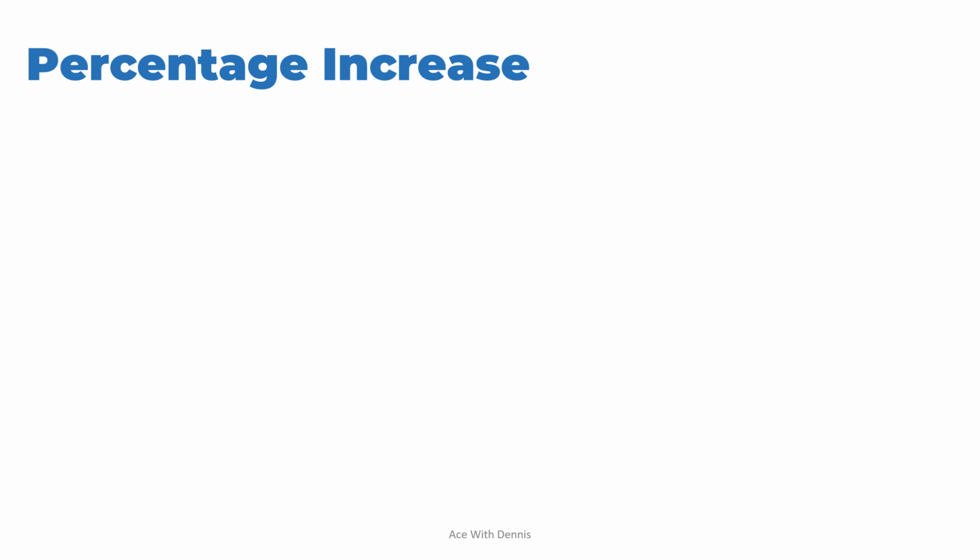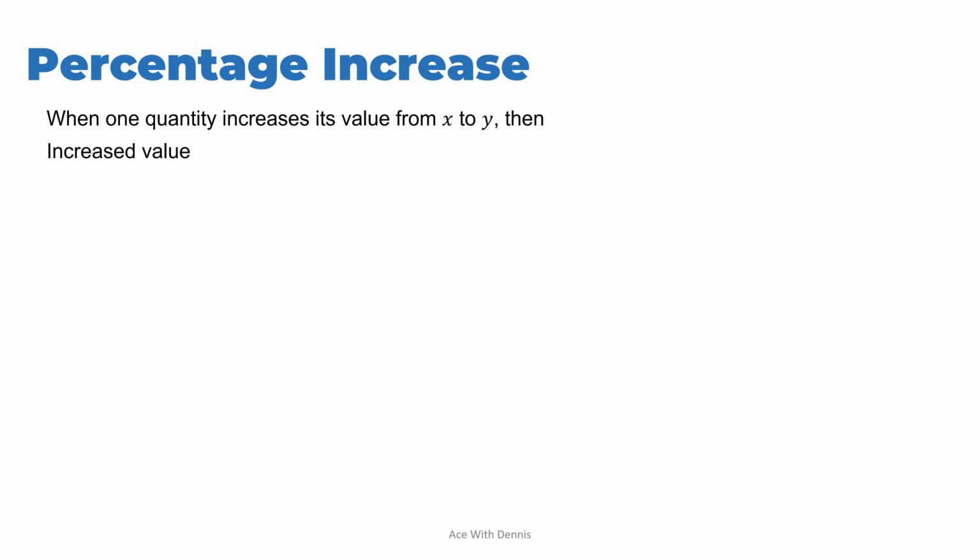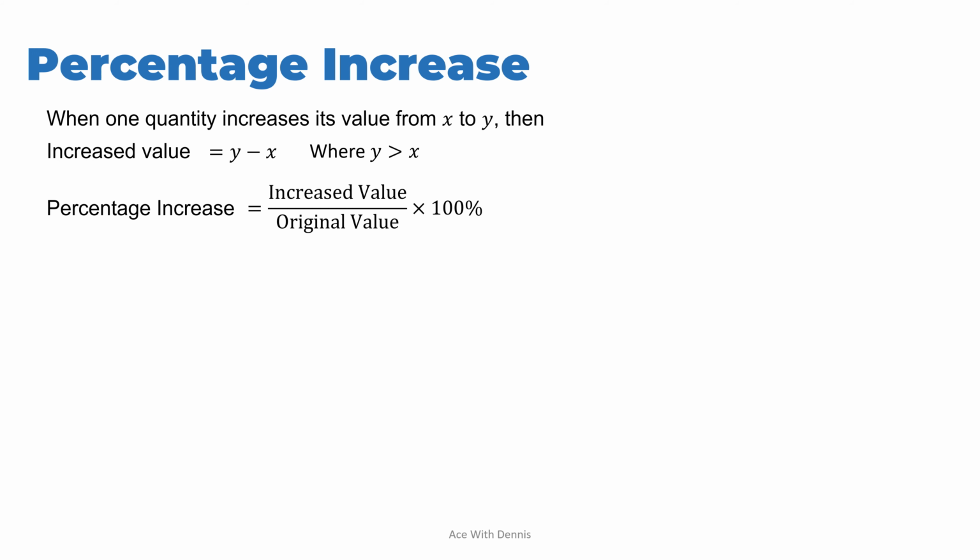Next, let's discuss percentage increase. When one quantity increases its value from x to y, then the increased value will be equal to y minus x, where y is greater than x. Because the value increased from x to y, therefore y should be greater than x. So the formula for percentage increase will be increased value over original value times 100%, or which is y minus x over x times 100%.